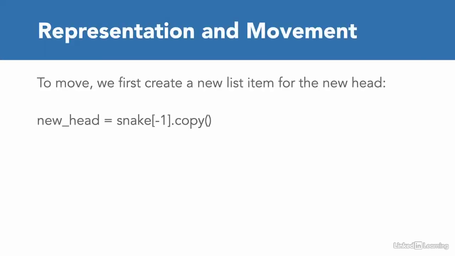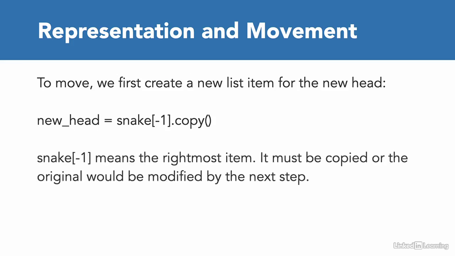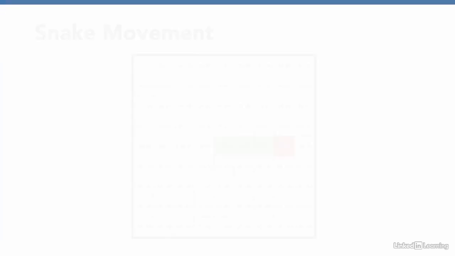So to move, we first create a new list item for the new head. This is looking a bit more at the code now rather than just the concept. So we create a new segment, which is the right-hand segment, and it's a copy of the existing right-hand segment. They must be copied, otherwise the original would be modified by the next step. So when we update it, we don't want to lose that original one. Okay, so new head is now the same coordinates as the old head of the snake.